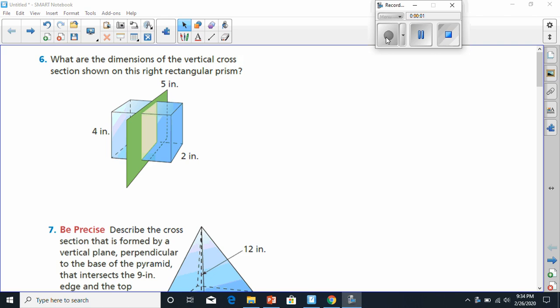All right, good evening, everybody. Today we're going to be describing cross sections. I'm going to be doing the even ones. You got the odd ones.